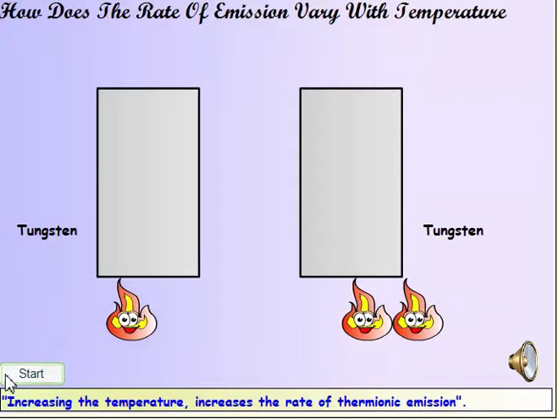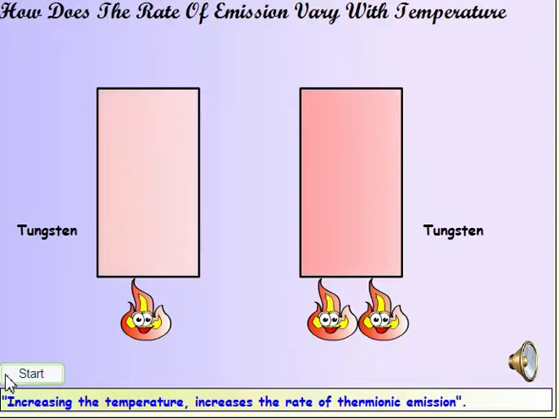Increasing the temperature increases the rate of thermionic emission. With more heat, more electrons are excited enough to be emitted from the surface.